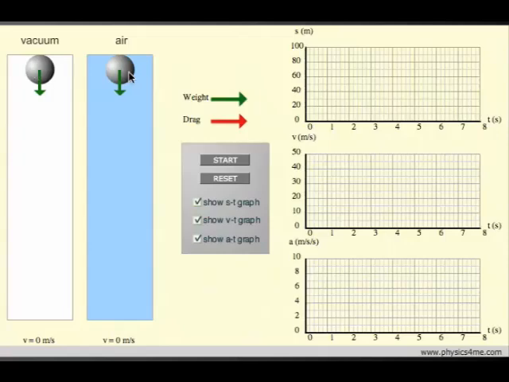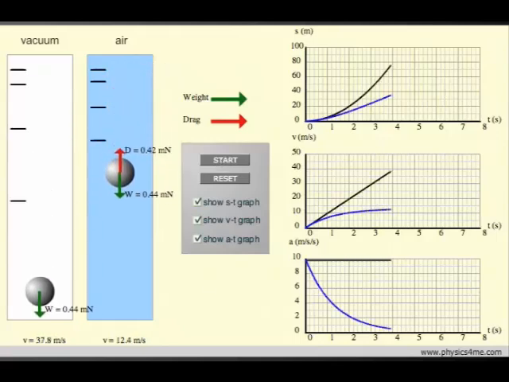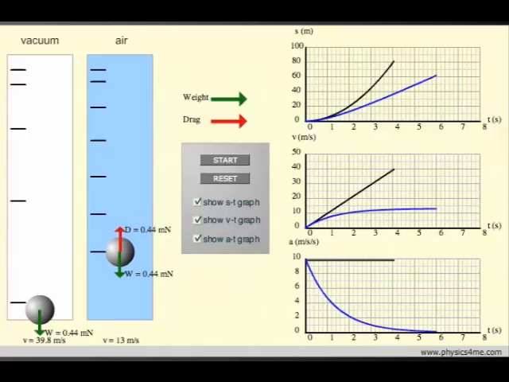In this simulation, we have two identical balls that we will release at the same time in two different media, vacuum and air. First, we'll focus on how fast the two balls fall. Let us start the simulation now. Not surprisingly, the ball in air falls more slowly due to the effect of air resistance or drag.